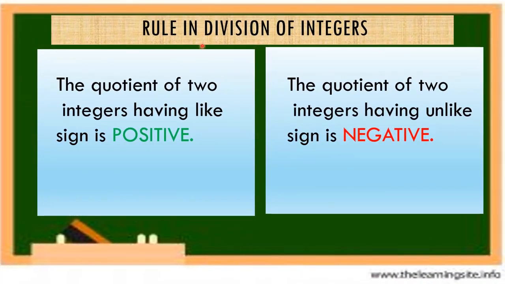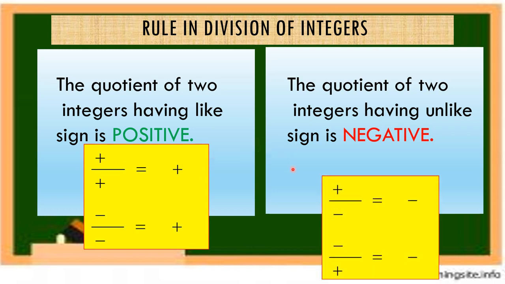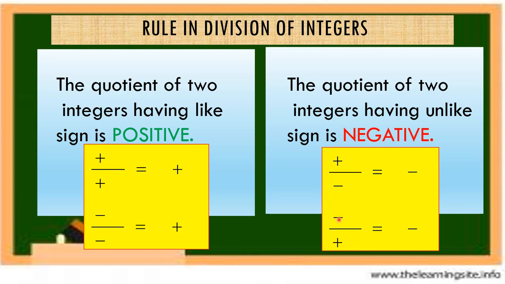So we have division of integers. The quotient of two integers having like sign is positive, and the quotient of two integers having unlike sign is negative.